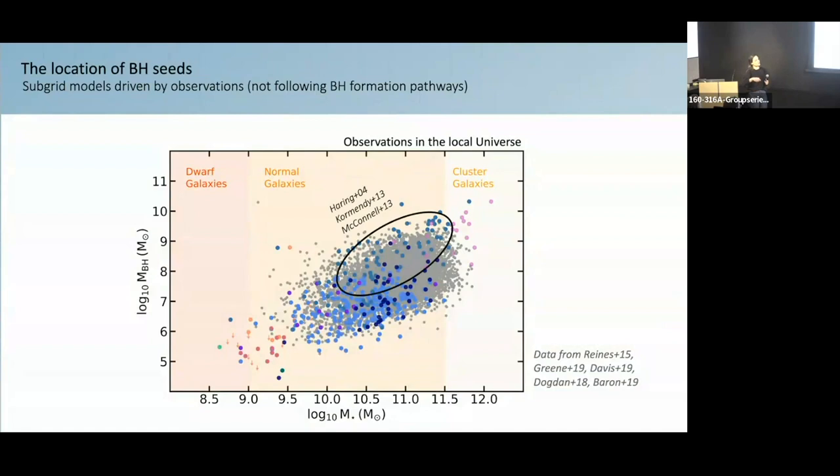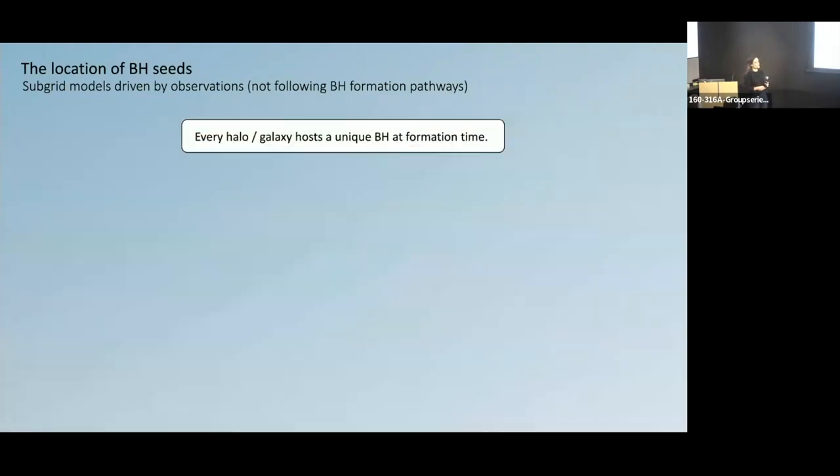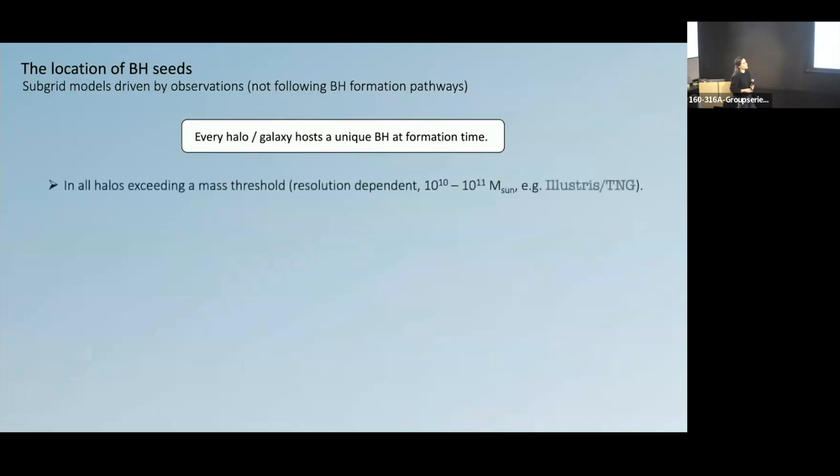So the simulation really wanted to reproduce this part here. The seeding was made in a way that you would form a black hole in all the halos or galaxies in your simulation. That was the big idea there. There are different ways you can do that.